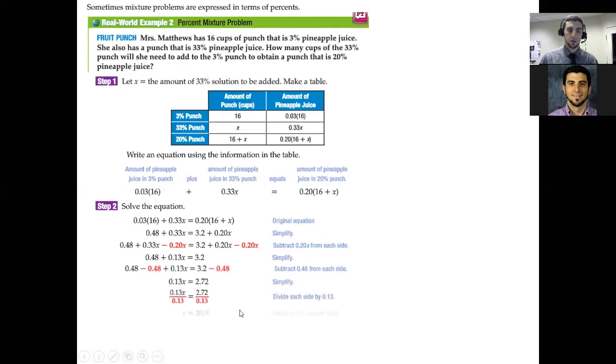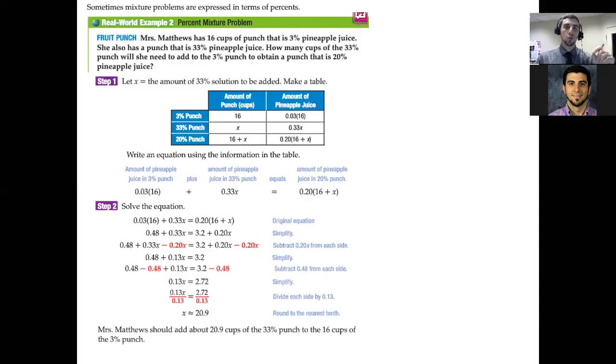Divide both sides by 0.13, and you get X equals about 20.9 if we round to the nearest tenth of a decimal. So what does that mean? That means that Mrs. Matthews should add about 20.9 cups of the 33% punch to the 16 cups of the 3% punch to make a mixture that is 20% punch. Okay? All right, again, it's all about making the table.